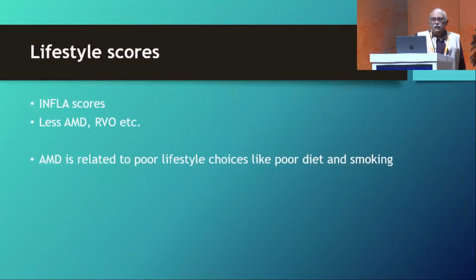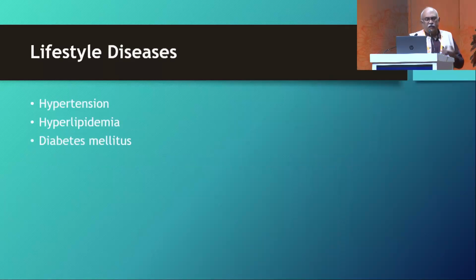My talk is on lifestyle diseases, and I have to cover a few diseases which are called lifestyle diseases. There are diseases like AMD and RVO, etc., which are related to poor lifestyle choices like poor diet and smoking, but you cannot call them lifestyle diseases. What I am going to cover is a few things like hypertension, hyperlipidemia, and diabetes, where I will show some pictures.